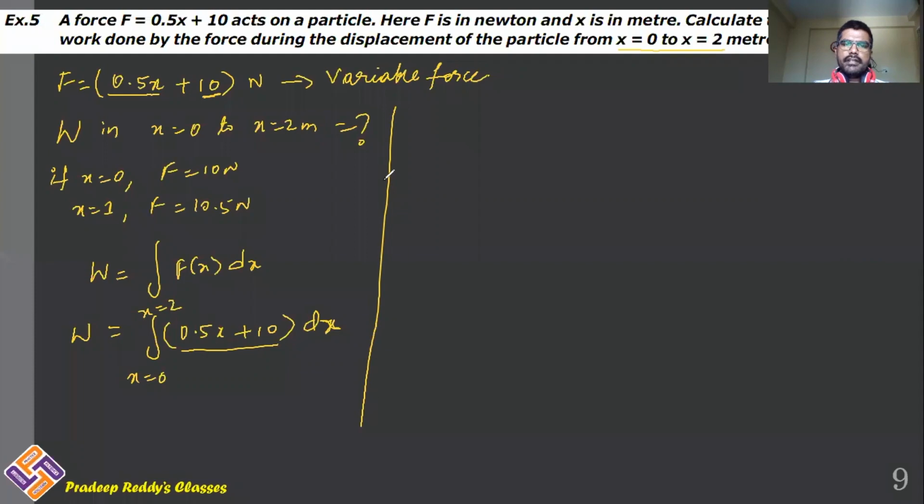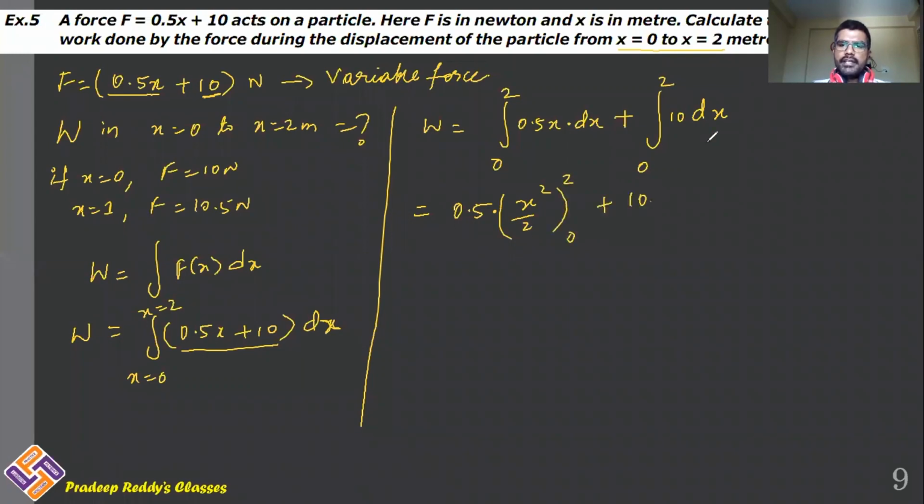Find out this integration. W is equal to integration of 0.5x into dx plus integration of 10 into dx. Limits are from 0 to 2. Here 0.5 is constant. Integration of x dx is x square by 2, limits from 0 to 2, plus 10 is constant, integration of dx is x, limits from 0 to 2.